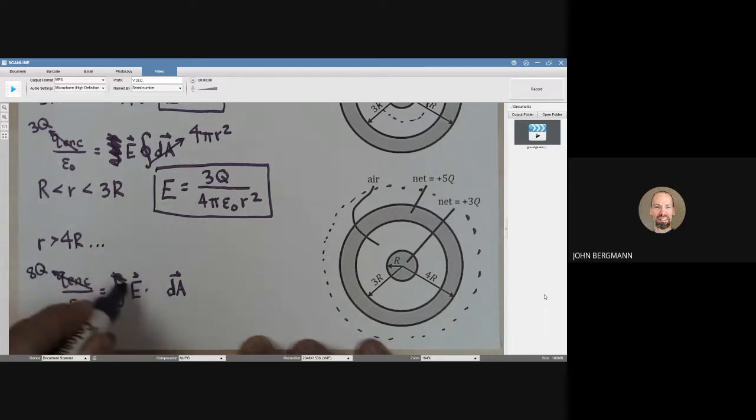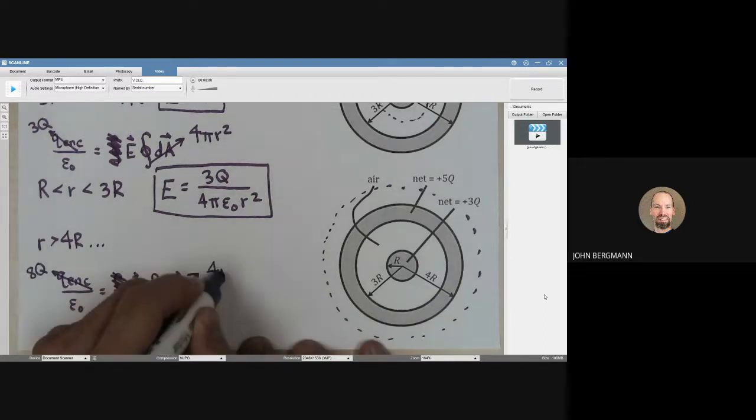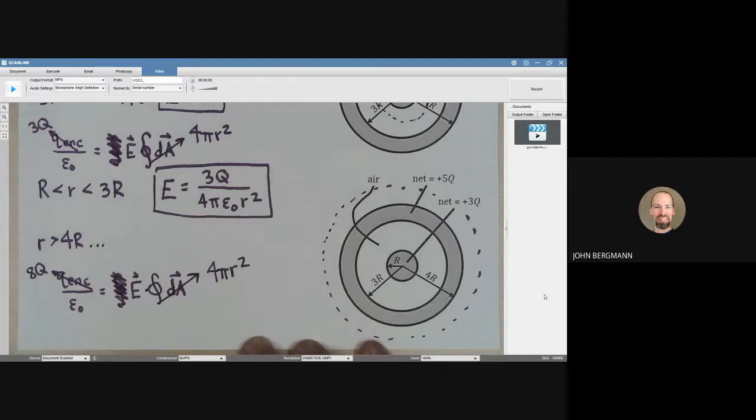The electric field magnitude is equal everywhere, so we're going to integrate dA, and when we integrate, what's the surface area of a sphere? It's 4 pi little r squared. And what's our electric field equal to then? Well, it looks now like it's 2Q over pi epsilon naught r squared.